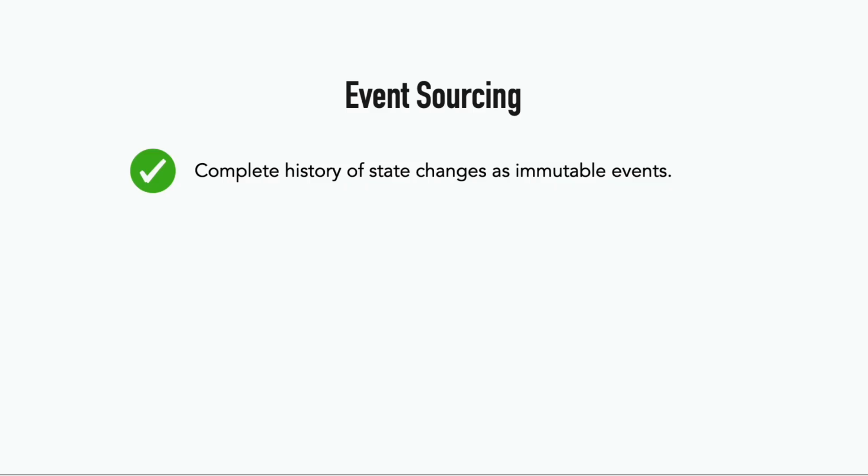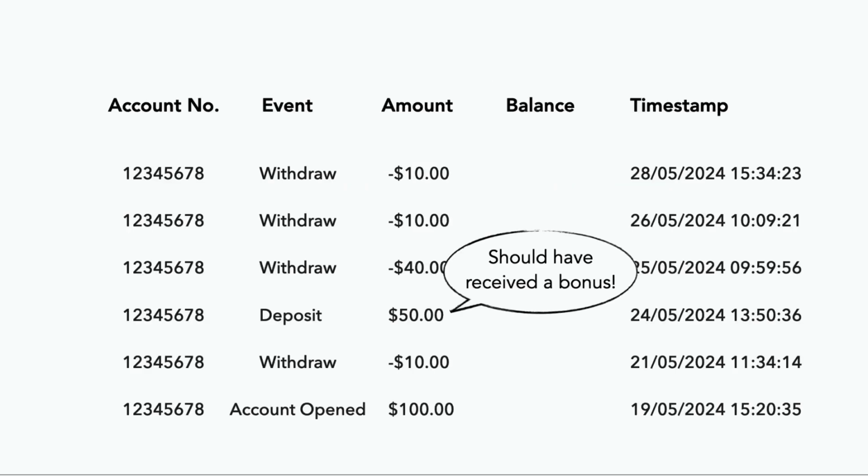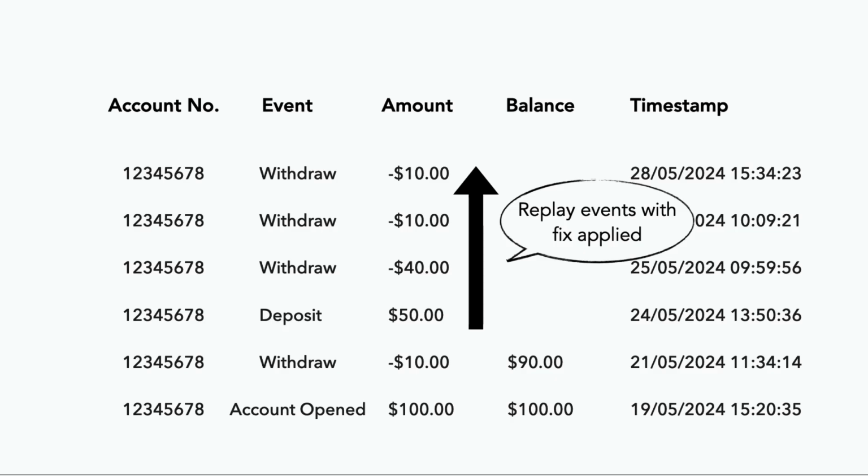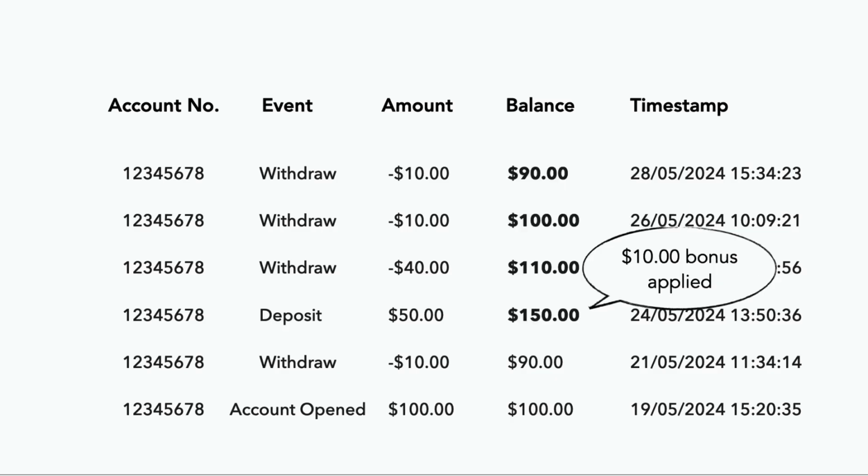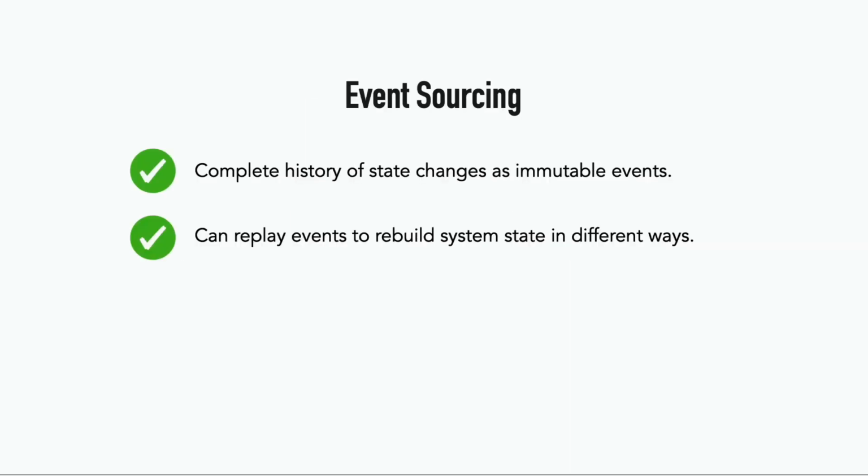And if you need to process these events differently, perhaps you realize there was a bug, and when the user made some cash deposit on the 24th of May, they should have received a bonus of $10. Then you can fix your business logic and replay the events from that point and recalculate the balance values to work out a new balance for today. This ability to replay events and apply different logic gives you a lot of flexibility to reconstruct the system state in different ways by just replaying the events, perhaps after you discover a bug in the system and now you need to reprocess all the previous events to fix the account balances.